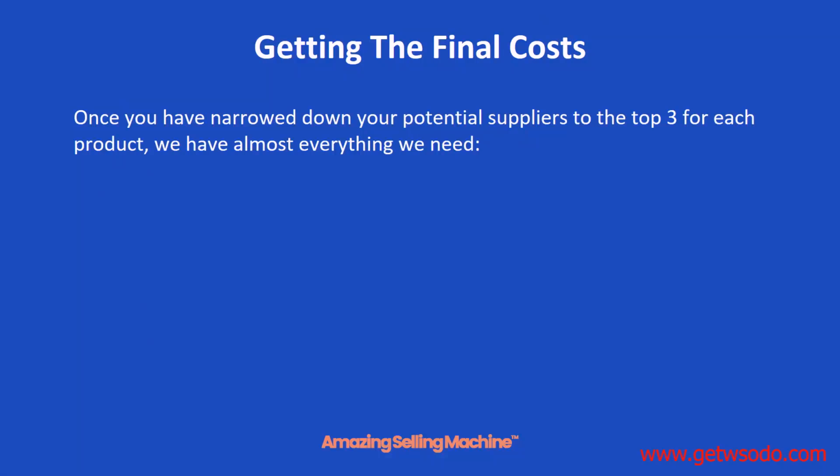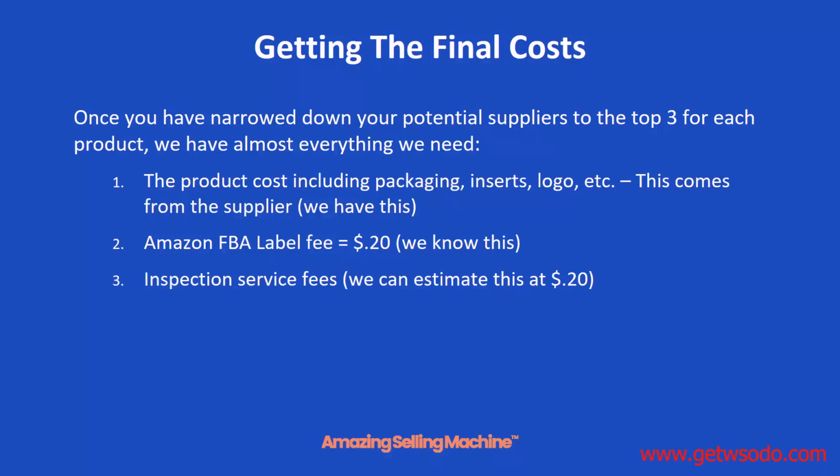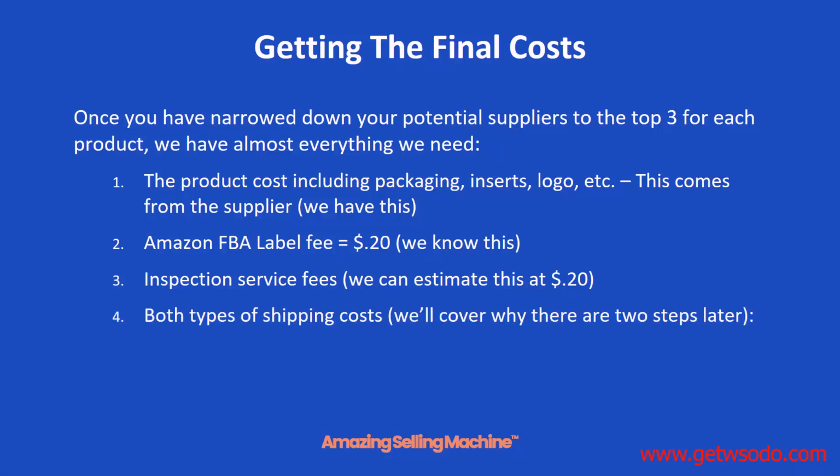Now, once we've narrowed down our potential supplier list to the top 3 for each product, we have almost everything that we need. We should have the product costs, including packaging, inserts, instructions, logos, etc. Everything basically that our supplier has quoted us will be the cost of our product. We know that the Amazon FBA label fee will be 20 cents per unit. We can estimate that the inspection service fees will also be 20 cents per unit. So now we need to figure out what the shipping costs will be.